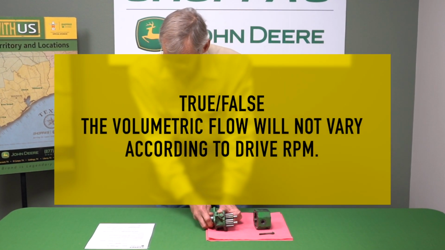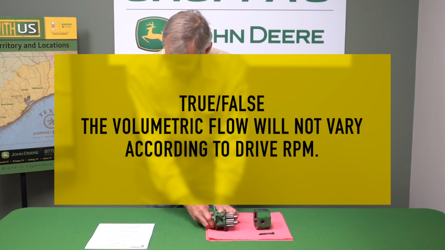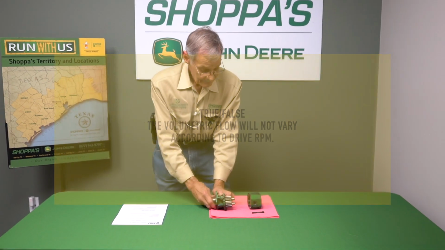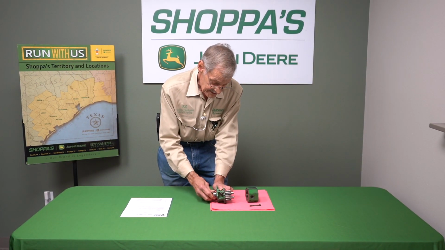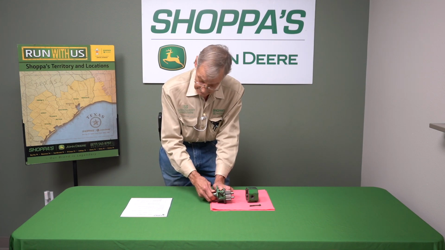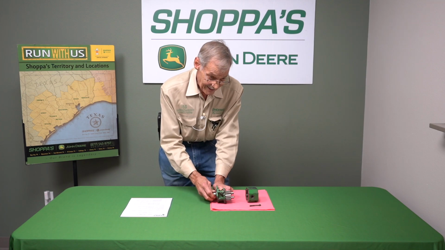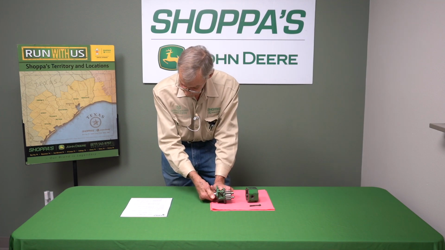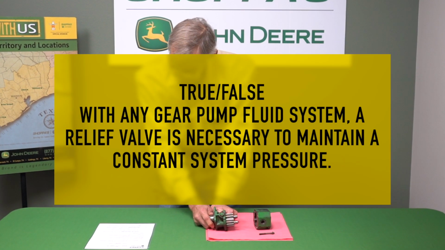The next statement is false: the volumetric flow will not vary according to drive RPM. That's inaccurate. The faster it's driven, the more liquid it's going to move. It's going to pump at a higher rate. With any gear pump fluid system, a relief valve is necessary to maintain a constant system pressure.